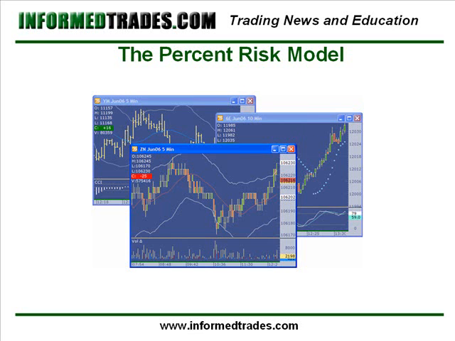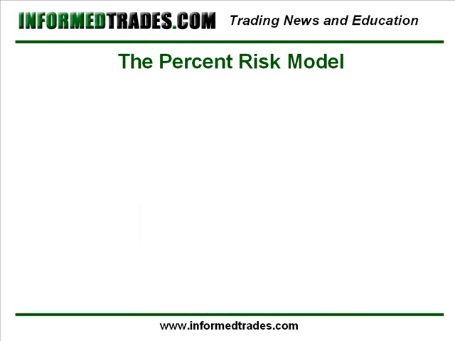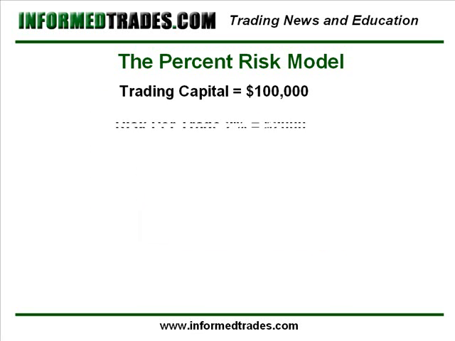Once this loss percentage has been determined, setting your stop then becomes a function of knowing how large a position can be traded while still being below your maximum risk level. So let's take a look at an example here. Let's say that you have $100,000 in trading capital, and you've determined from analyzing your strategy that 2% or $2,000 of your trading capital is an appropriate amount to risk per trade.